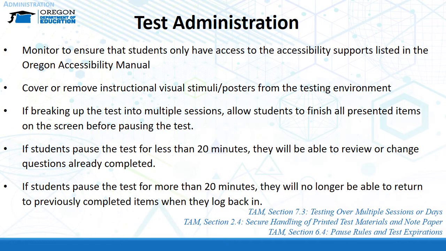During testing, students may not access any materials not explicitly identified on the Content Area Specific Accessibility Supports list that is found in the Oregon Accessibility Manual. For example, students may not access materials such as class notes, electronic translation devices, or cell phones during testing.